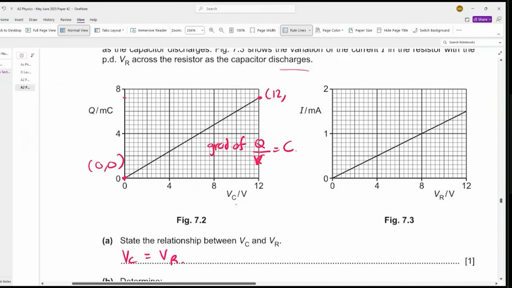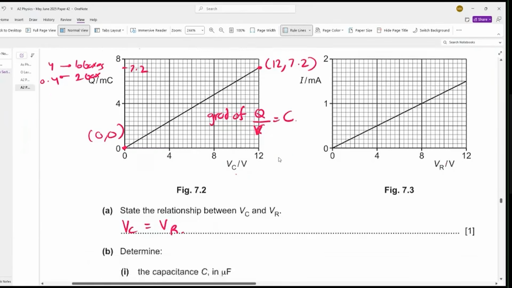So you are going from 4 to 8 in 10 boxes. आप 4 से 8 जा रहे हो in 10 boxes. So you are covering 4 units in 10 boxes. One box represents what? 0.4 units. This will be 7.2. Why may we have 7.2?